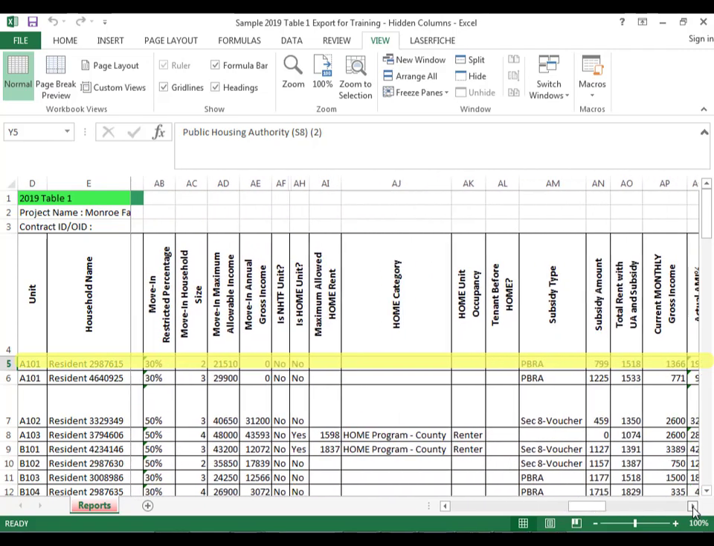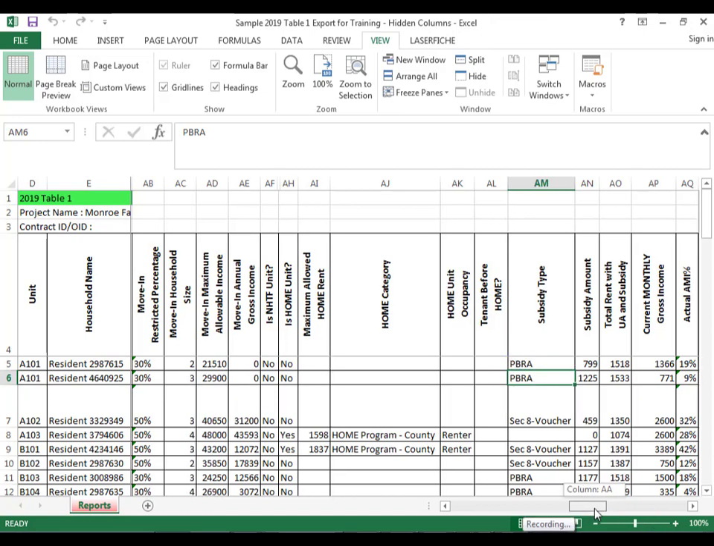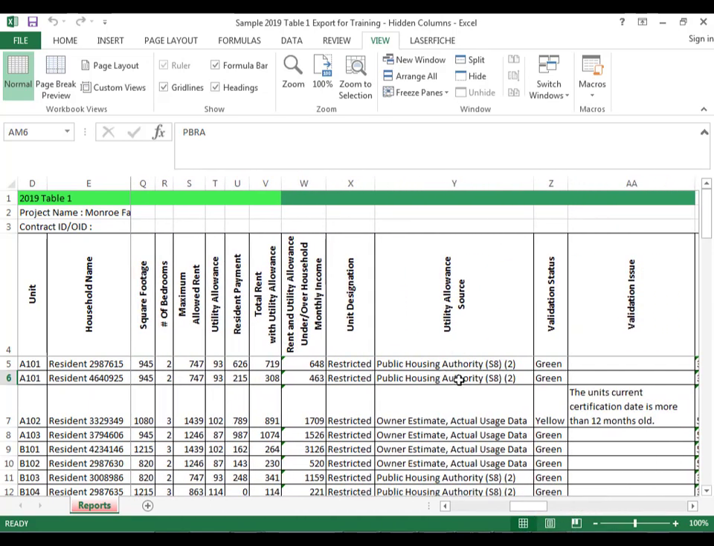I'm scrolling across on line 1 where they were using Section 8, and I see that they are PBRA, project-based rental assistance, and that's why they're using it. I did notice, however, as I went through the report, that there were some units that are not project-based rental assistance, and they are using the Section 8 allowance.